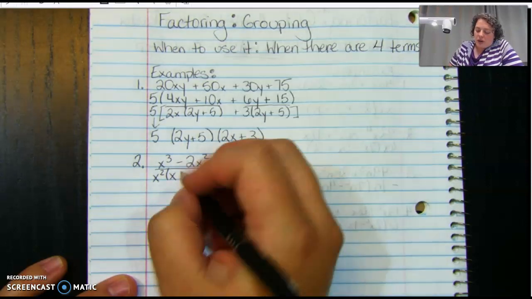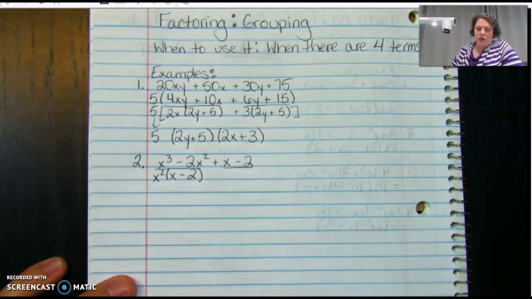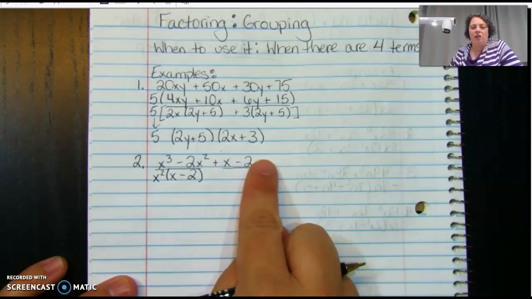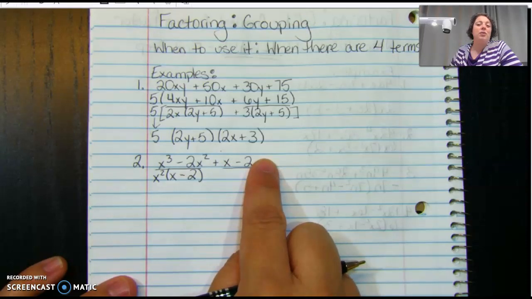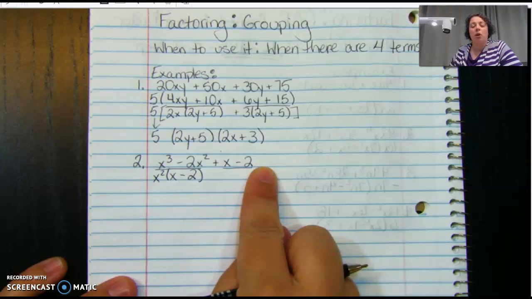Minus 2x squared, divide by x squared, leaves me minus 2. Okay? Now, what do these two have in common? At your house, you're sitting there and you're either thinking nothing, or you might be thinking 1. What I'm going to tell you is that if they don't have anything else in common, you need to pull out the common factor 1.